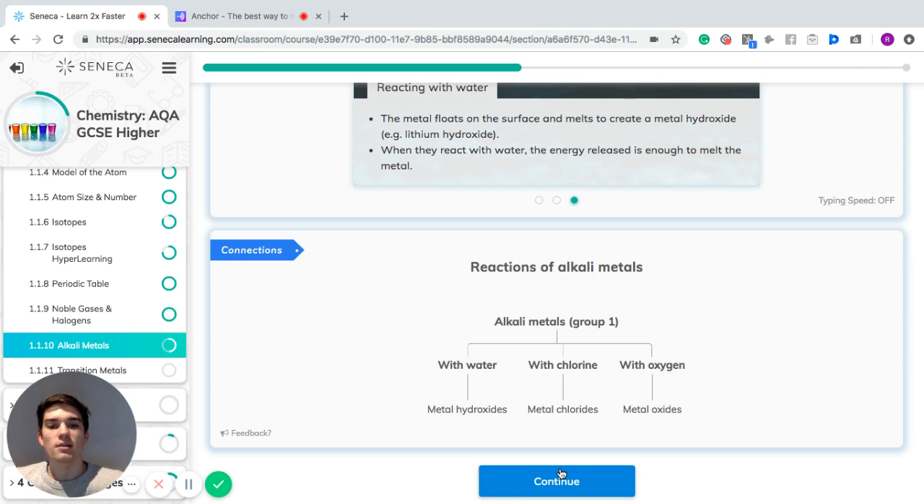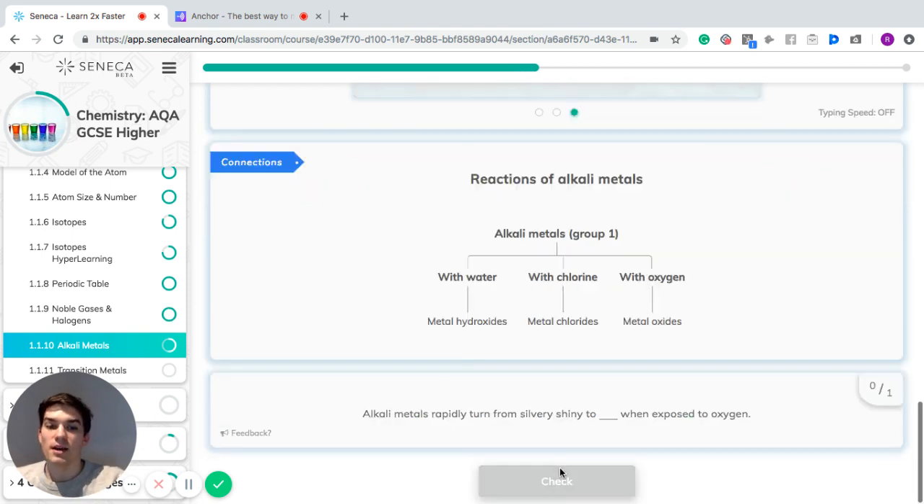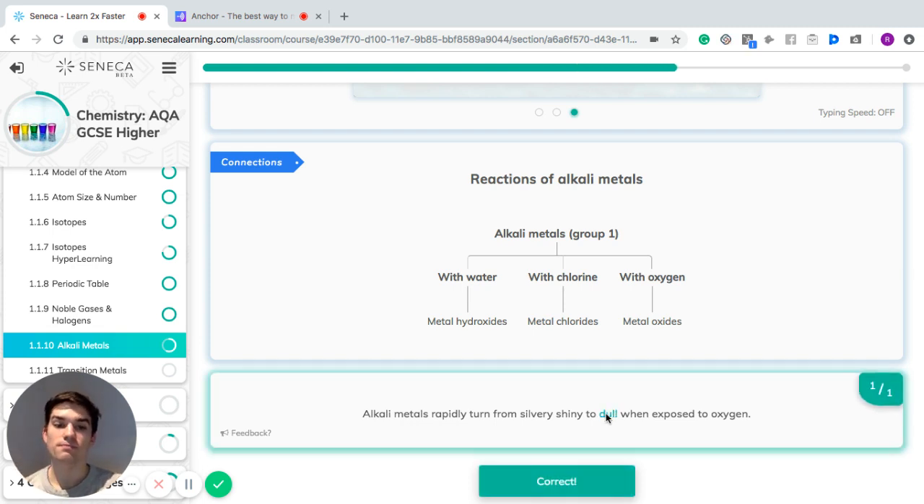And remember, just to recap those reactions, alkali metals reacting with water produces a metal hydroxide. With chlorine, it produces a metal chloride. And with oxygen, it produces a metal oxide. Now, alkali metals rapidly turn from a silvery shiny colour to dull when they're exposed to oxygen.